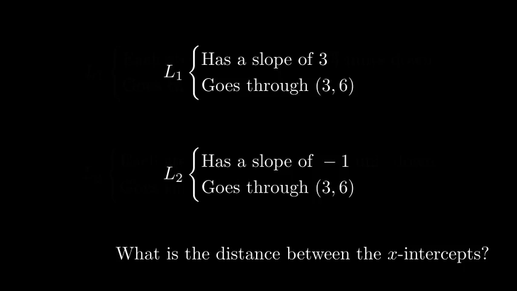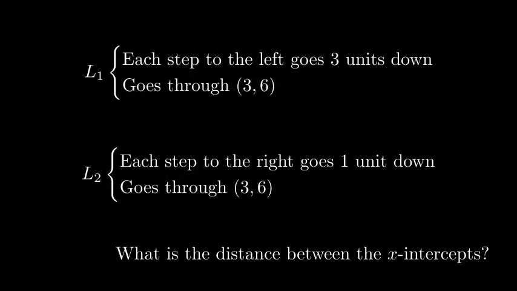And line 2 has a slope of -1. That means that every time we take a step to the right, we go 1 unit down. So if we start at the point (3, 6), how many steps do we have to take before we reach the x-axis? For line 1, since every step brings us 3 units down, and we only have to go down 6 units, we only need 2 steps. For line 2, since we only go down 1 unit every step, we'll need to take 6 steps.